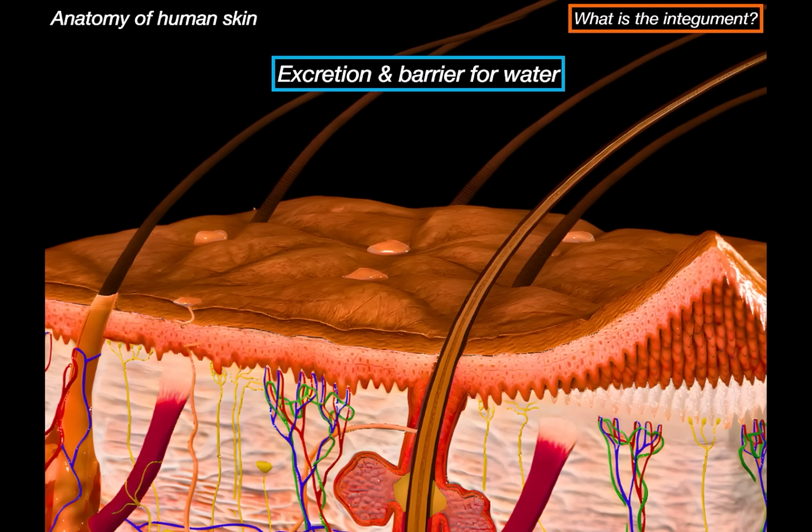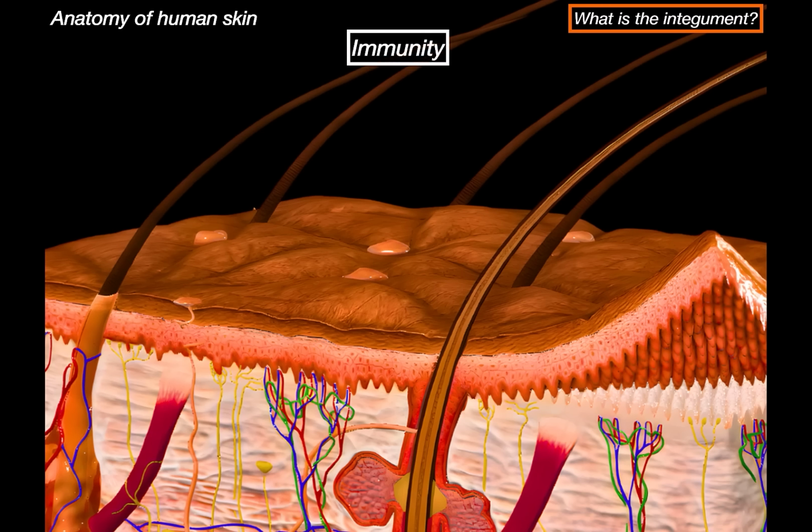When that barrier is damaged, much more water can escape, which is one of the reasons why patients with extensive skin disease or burns can become dehydrated so quickly. The integument is also a very active part of the immune system. The physical barrier of the epidermis makes it difficult for bacteria, viruses, and fungi to enter in the first place. The surface of the skin is slightly acidic and is covered by a mixture of sweat and sebum that contains antimicrobial molecules.